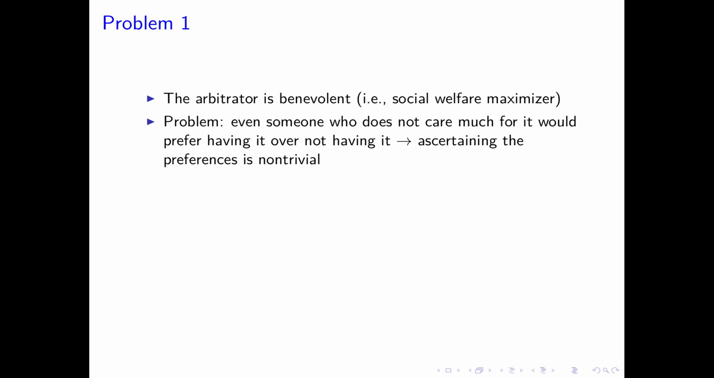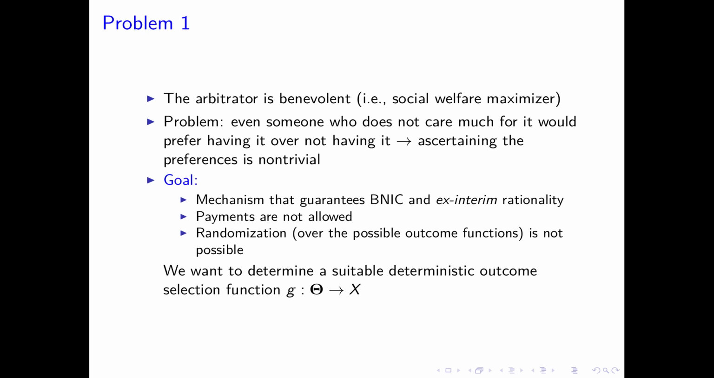This is the first problem we want to solve. There's a benevolent arbitrator that wants to maximize the social welfare of the players. The problem is that each player, even if of type low, will prefer having the painting over not having it, and therefore it is not trivial to understand the players' true types. Our goal is designing a mechanism which is Bayes-Nash incentive compatible and guarantees ex-interim rationality. In this setting, we don't allow payments, and we want to have a single final outcome function G.